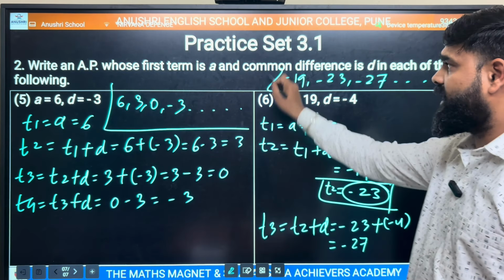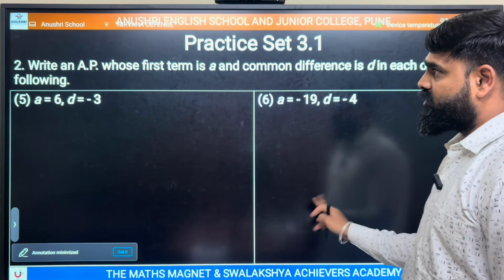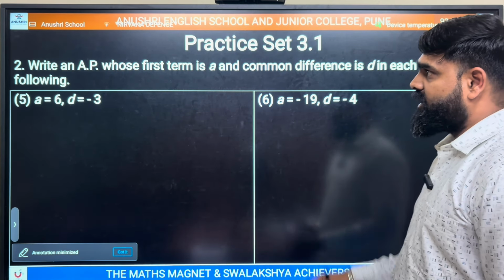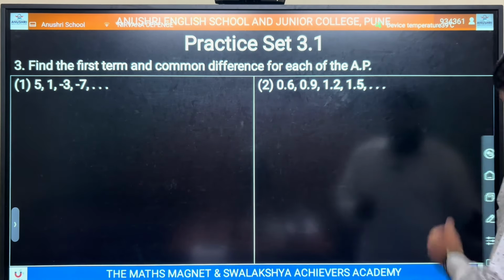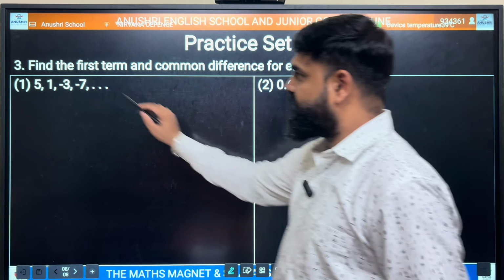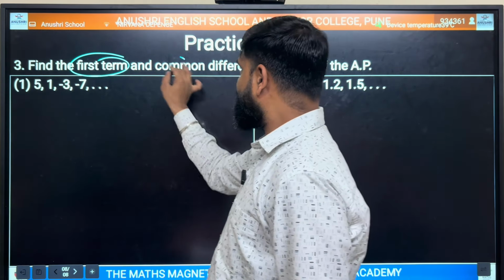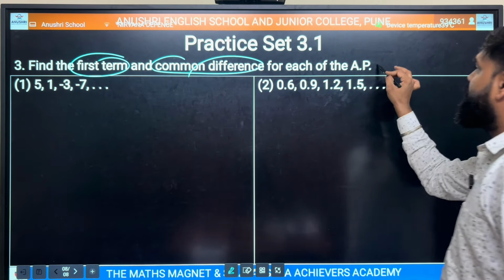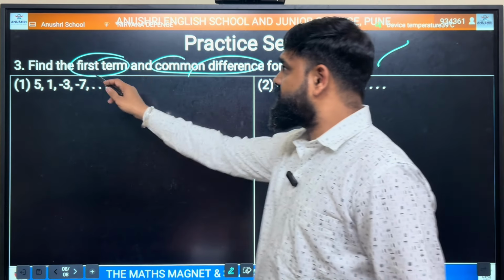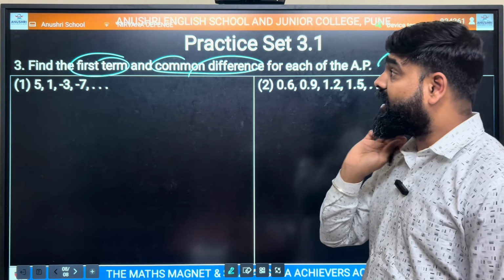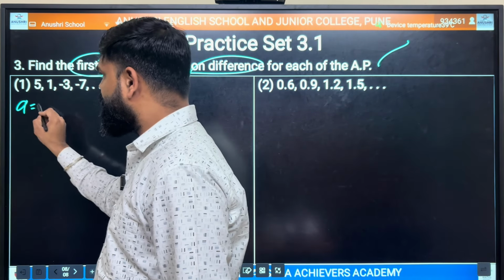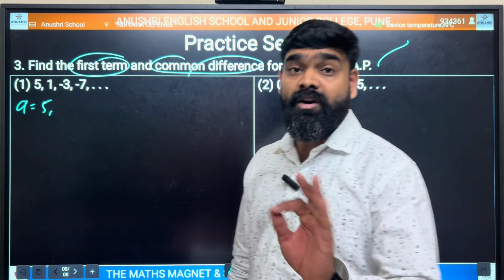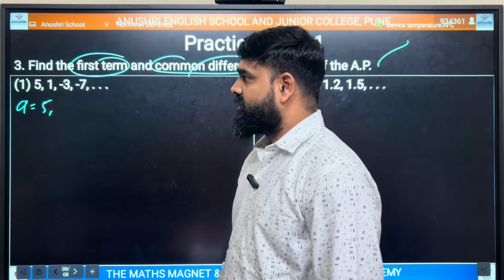So in that we have got these 6 questions. So let us solve the last question from practice set number 3.1. In this type of questions we are asked to find the first term and the common difference for each of the following AP. So first term, we have to find the first term and common difference, which is nothing but D. So in this, the first term A is equal to 5.